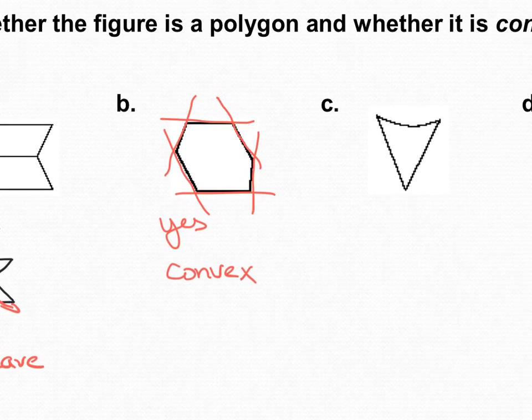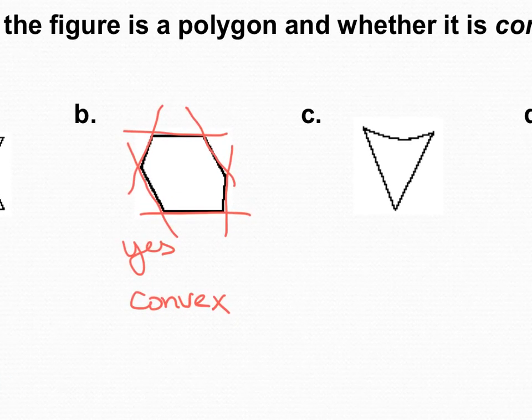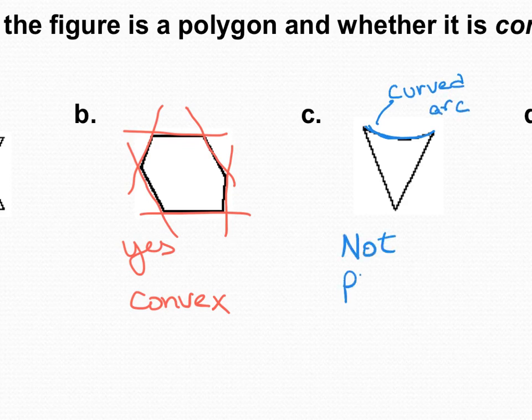The next one, I know it's kind of hard to see, but this side right here has a curve to it. It's not a segment. So because this is curved, or you could also say it's an arc, you would say this is not a polygon. We can't have any curved sides.